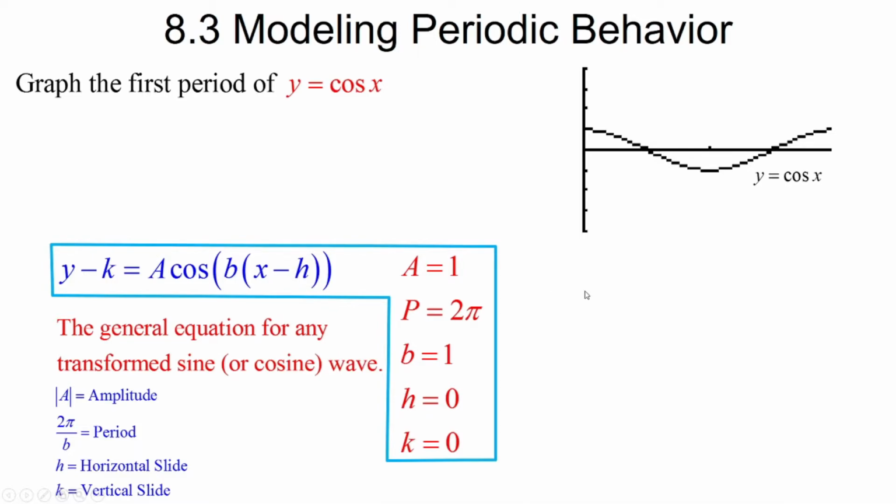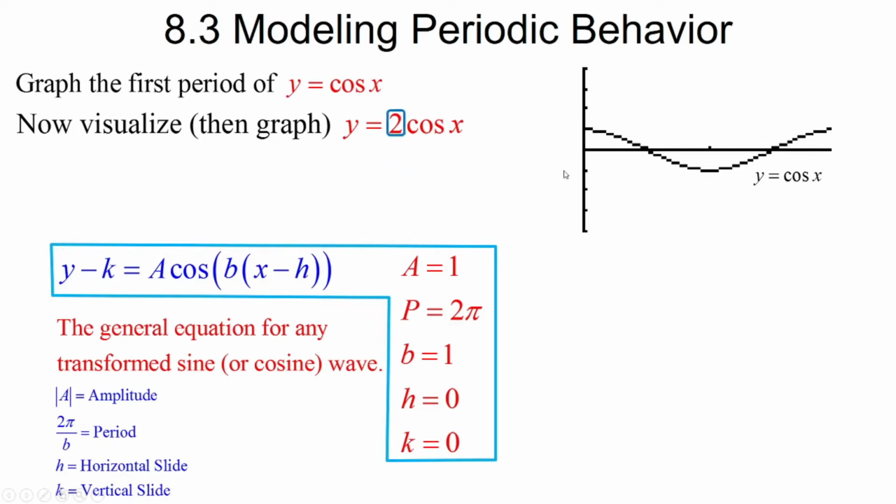All right, now let's use this to visualize a transformation of y equals cosine of x. So now we're going to visualize and then graph y equals 2 times cosine of x. Now, what does this 2 do? It changes my amplitude from a 1 to a 2. And that means my function is going to oscillate, instead of oscillating between negative 1 and positive 1, we're going to have an amplitude of 2. So instead of going from 1 to negative 1, we're now going to go from 2 to negative 2. So it's just going to stretch it vertically.